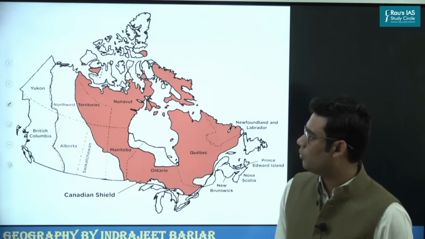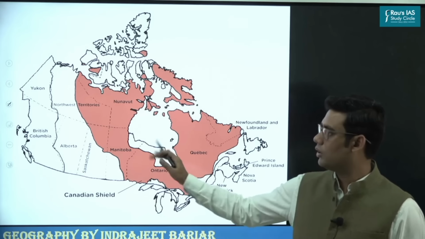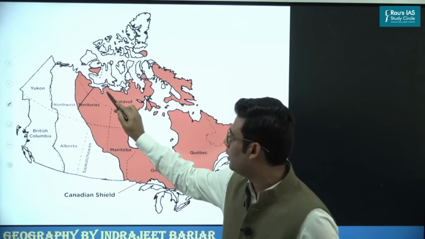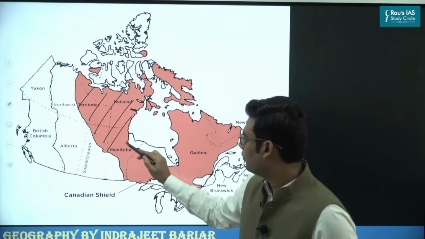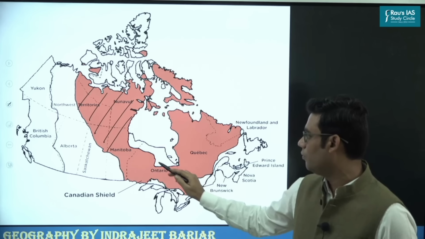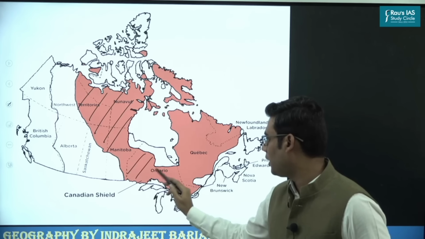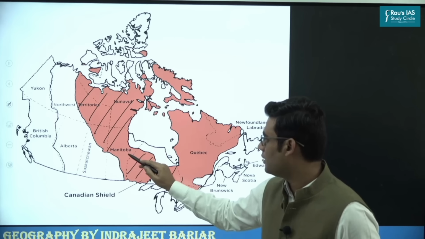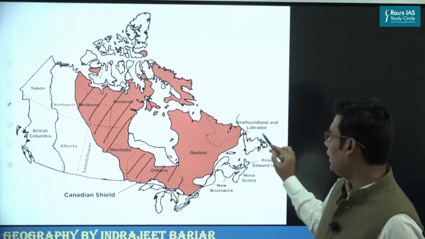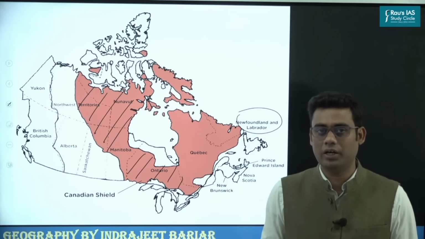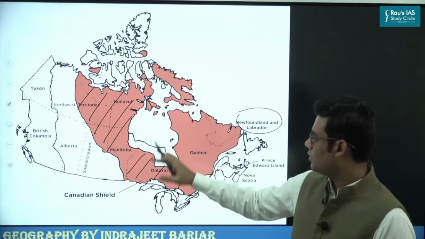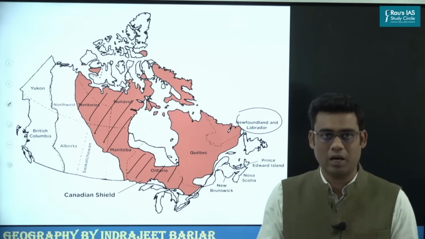So first, when talking about the Canadian Shield, you can see over here the extent of the Canadian Shield. It is first of all spread across the part that is Manitoba or Ontario, this whole thing lies in Canada. But over here in this part, that is Newfoundland and Labrador, the Canadian Shield extends into the USA also. So spread across Canada majorly and some parts of the USA, that's the Canadian Shield.